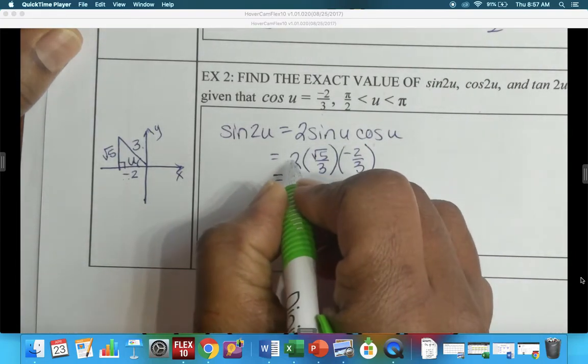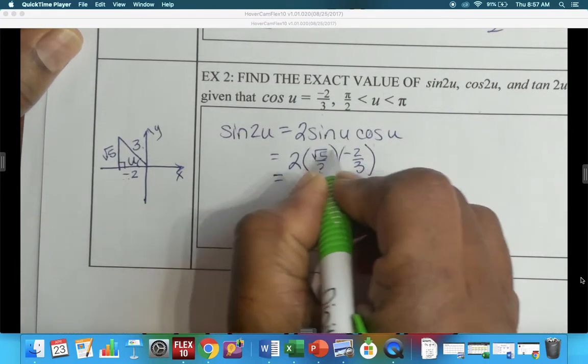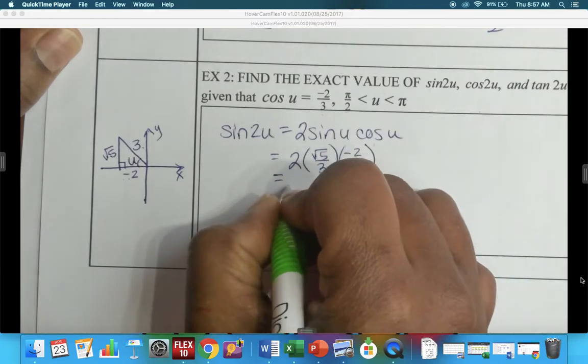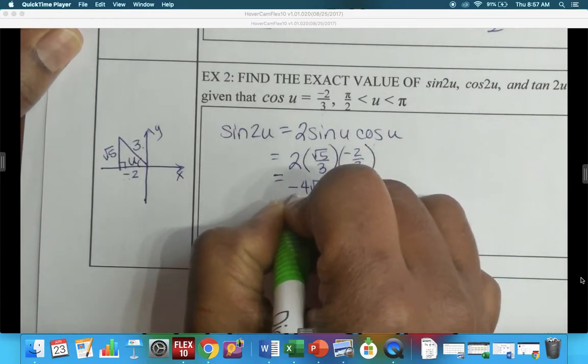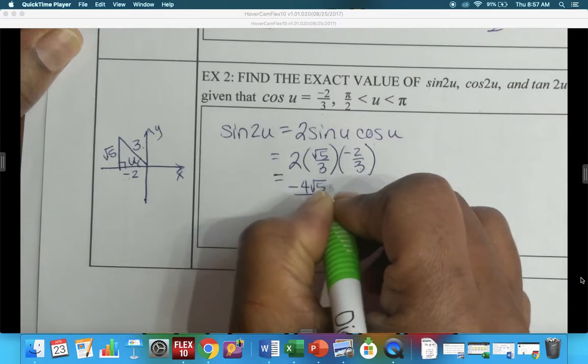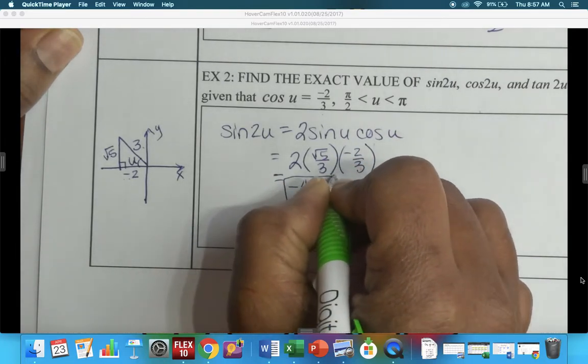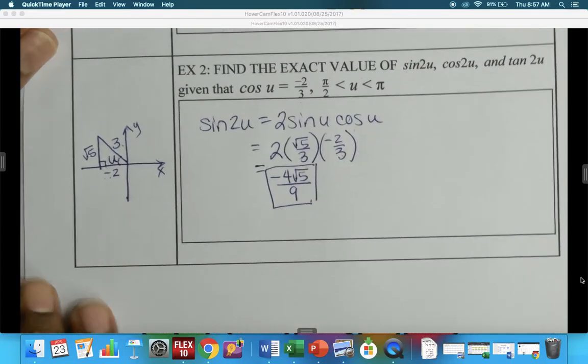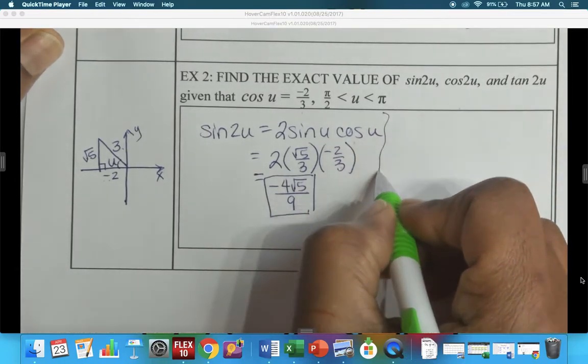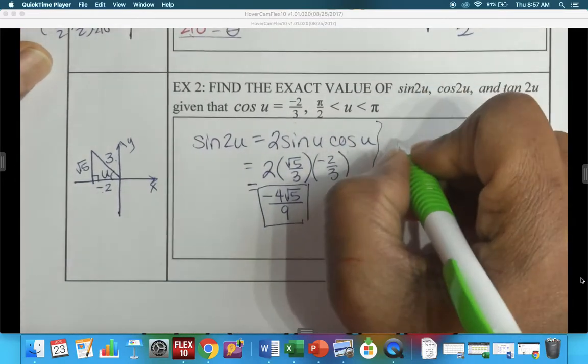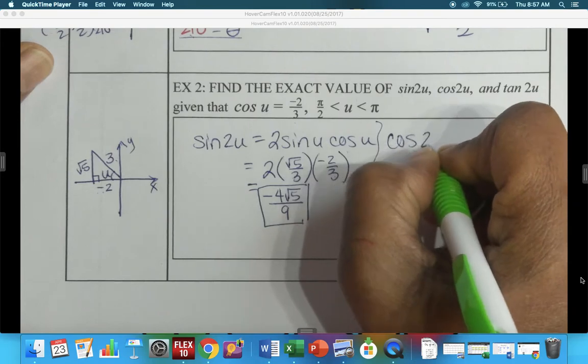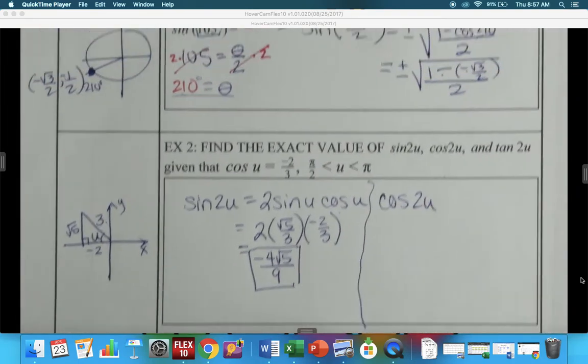And then I can just evaluate. I have 2 times root 5 times negative 2. So negative 4 root 5 on the numerator. And then 3 times 3 gives me 9. So I have sine of the double angle. All right. Let's find cosine of the double angle. So cosine of 2u.